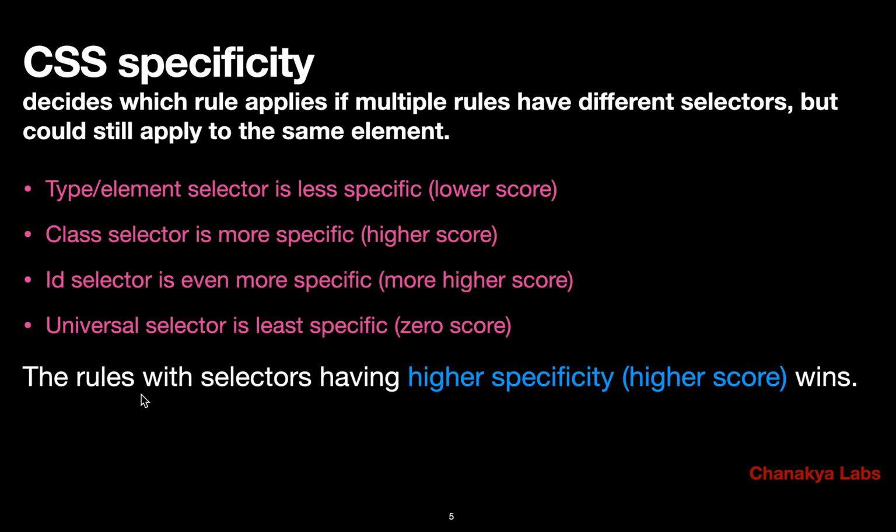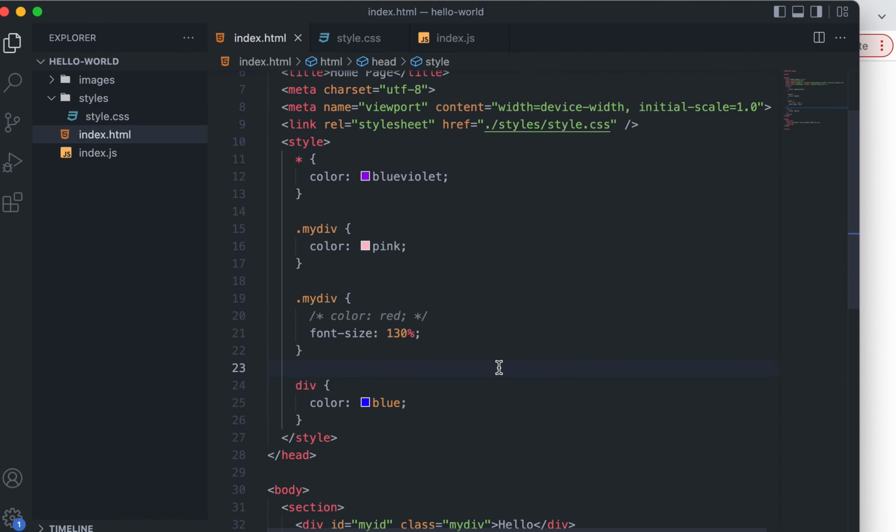Finally, we discussed that the rules with selectors having higher specificity or higher score win. Now what is this score I'm talking about? If you highlight, let's say, over div, then in VS Code you will see something like selector specificity 0, 0, 1, right? What is that? It is sort of a tuple. You can understand 0, 0, 1 like 001 or something.